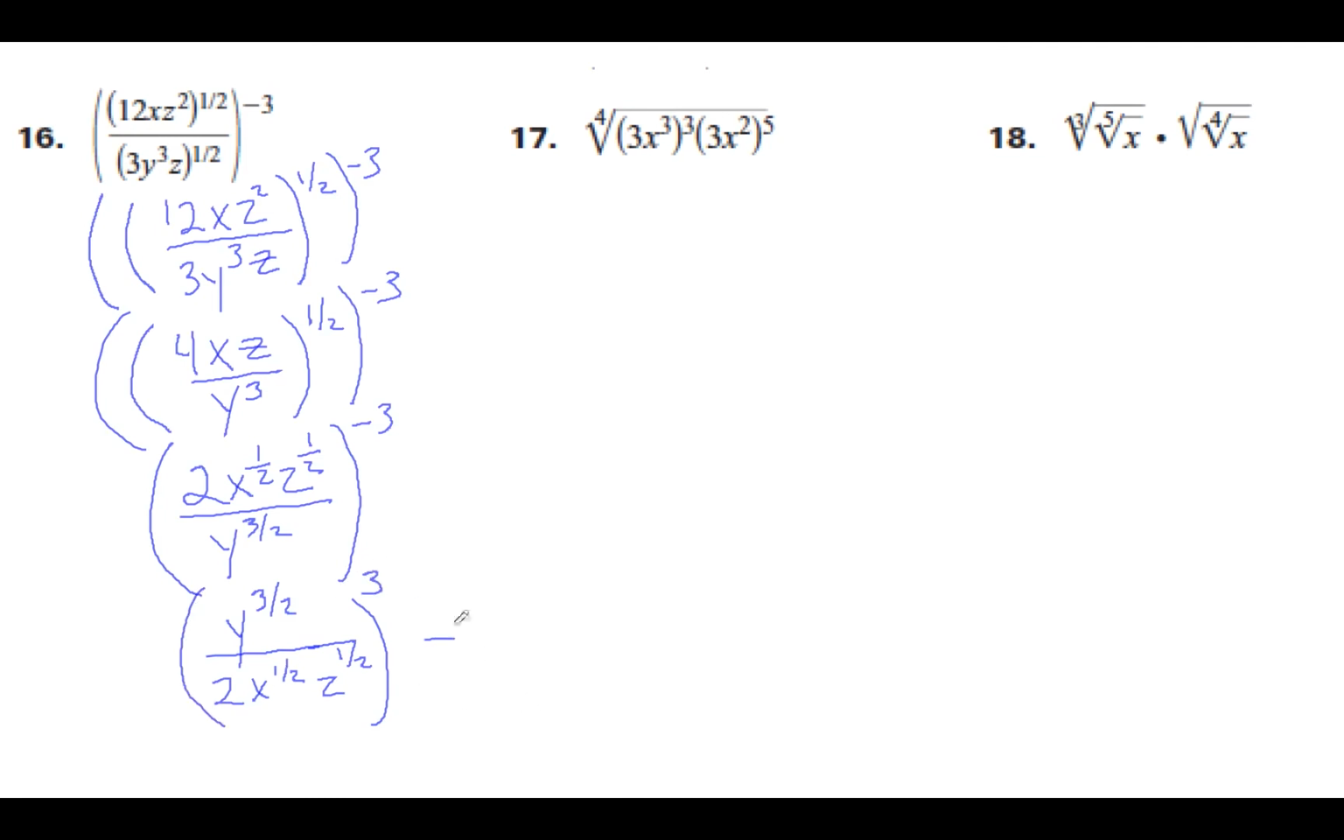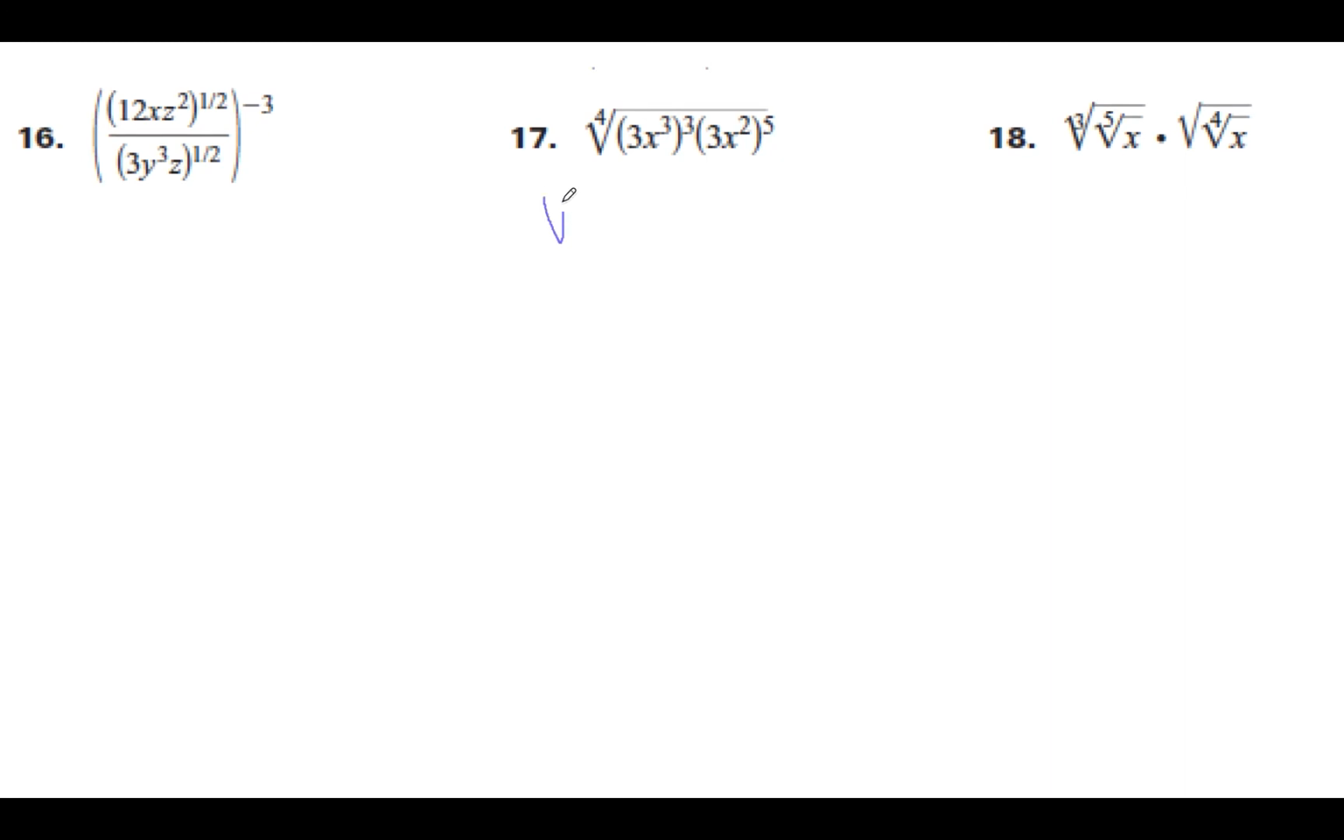I'm going to move right over here, then we'll erase this when we do 17. So we've got 3/2 to the third power, so that's y to the 9/2 power. The bottom becomes 2 to the third power, which is 8. X to the 1/2 to the third power, which becomes x to the 3/2. Z to the 1/2 times 3 becomes z to the 3/2 power also. And there's your final answer. Again, sometimes it's okay to leave fractions down at the bottom.